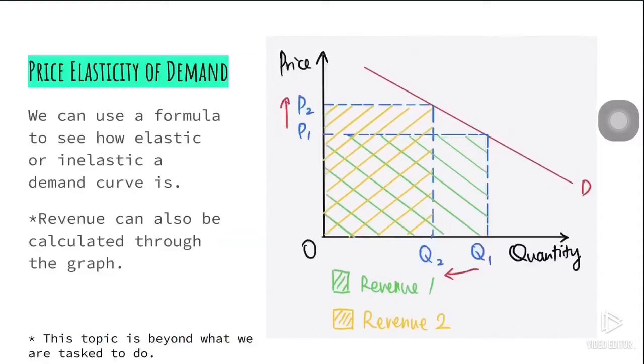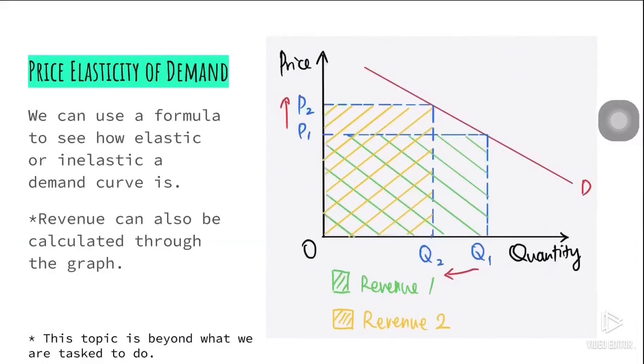So what is price elasticity of demand? Well, it is basically a measure of the responsiveness of the quantity of good demanded to changes in its price. If there is a large responsiveness of quantity demanded, the demand is referred to as being elastic. If there is a small responsiveness, demand is inelastic.